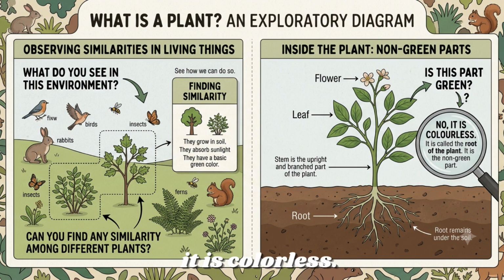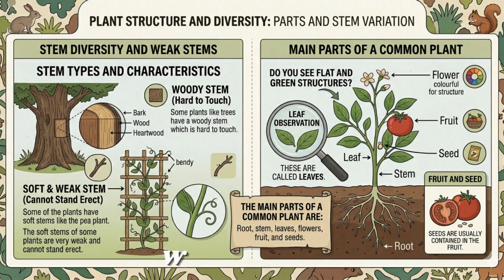No, it is colorless. It is called the root of the plant. Thus, the root is the non-green part of the plant. It remains under the soil. Now note the upright and branched part of the plant. This is the stem. We have studied in the previous classes that some plants like trees have a woody stem which is hard to touch, while some of the plants have soft stems like the pea plant. The soft stems of some plants are very weak and cannot stand erect.